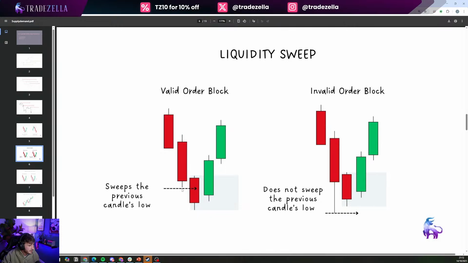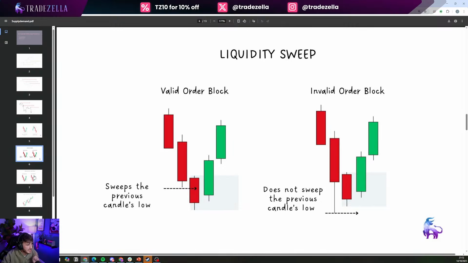Can you see here how this wick on the left gets taken out? Then the order block or area of demand gets put in. Whereas this wick here on the right doesn't get taken out and then this area of demand gets put in. This here would be considerably lower probability because the market likely wants to come down and resweep this low before then moving higher. So that's step one.